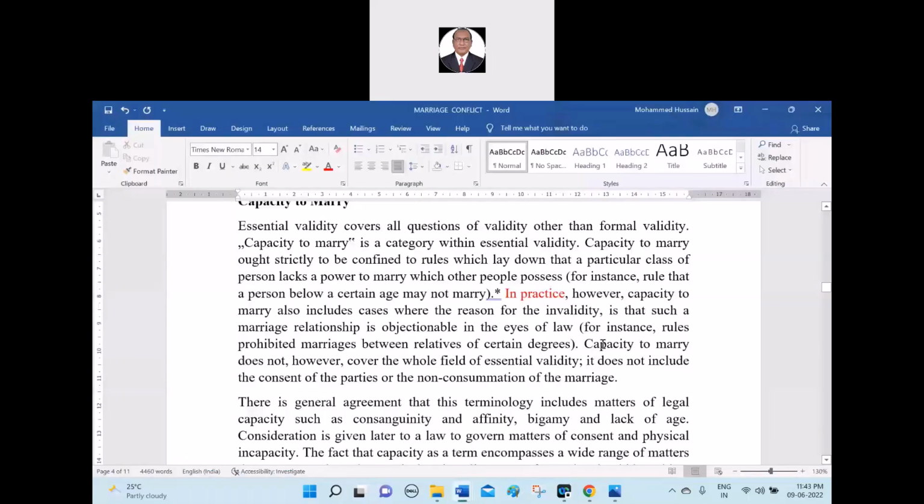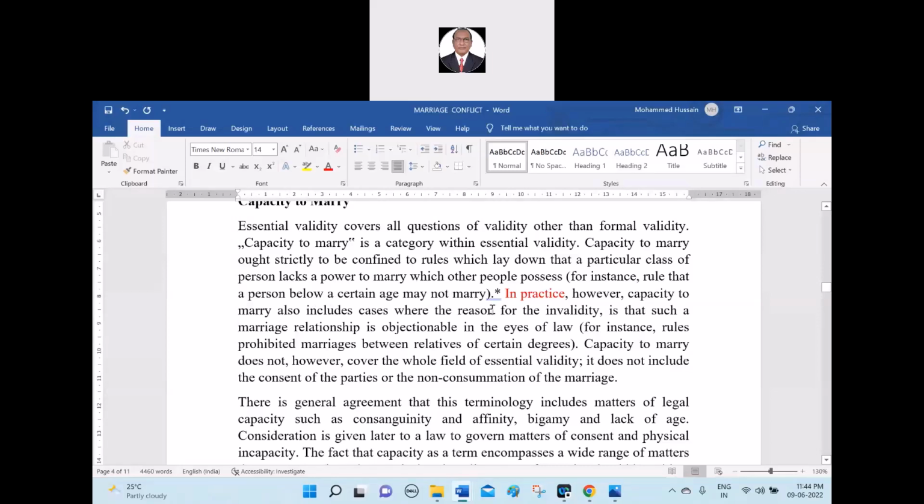The essential validity covers all the questions of validity other than the formal validity. Capacity to marry is a category within essential validity. Capacity to marry ought strictly to be confined to rules which lay down the particular class of persons lacking power to marry, which other people possess. For instance, a rule that a person below a certain age may not marry. Up to that extent we dealt yesterday.